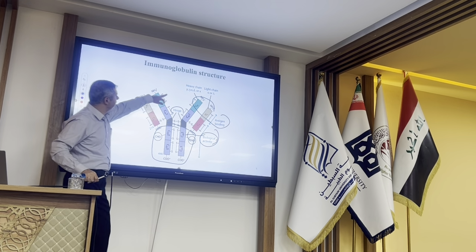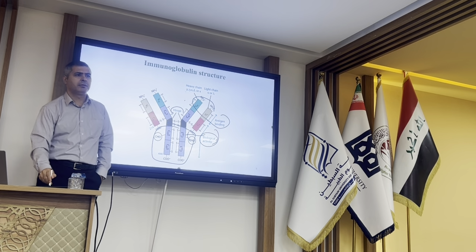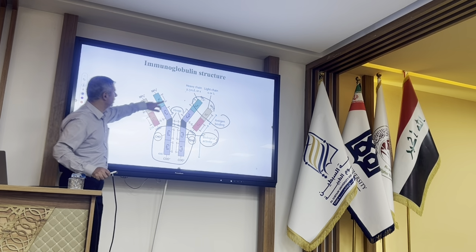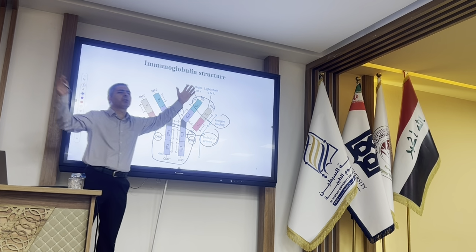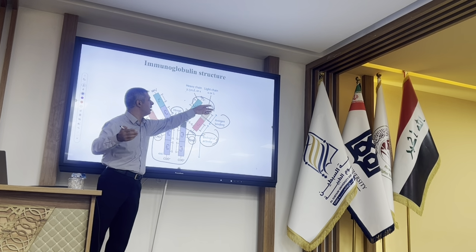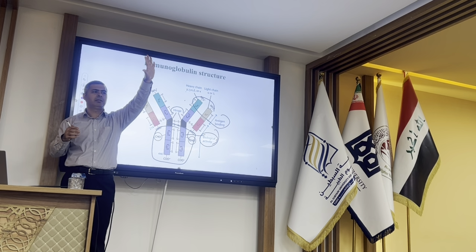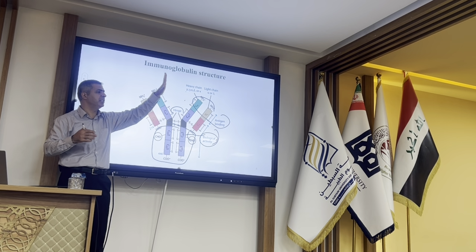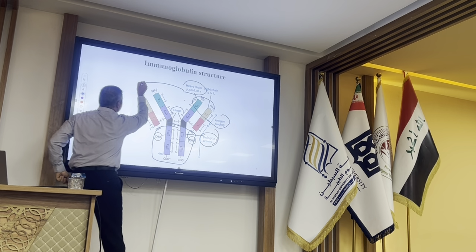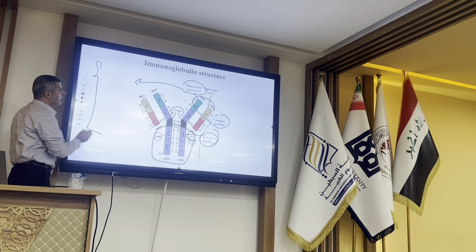You can see here, we have different types of heavy chains. Mu chain, gamma, they are proteins with different names: mu chain, gamma chain, alpha chain, delta chain, and epsilon. Five different heavy chains. And based on these heavy chains, we have different types or isotypes of antibody.